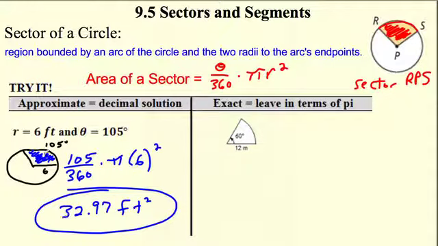Awesome. So that's a sector. That's how much of the entire circle. It's not the whole circle. It's just 105 out of 360. It's part of the circle.